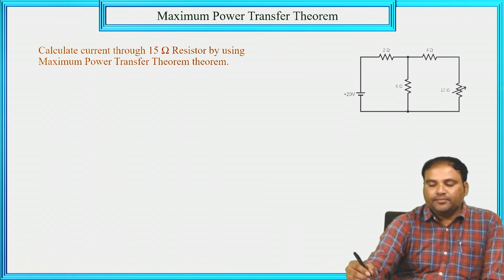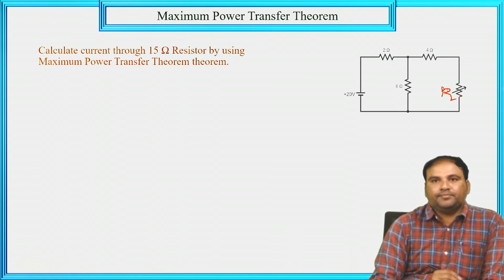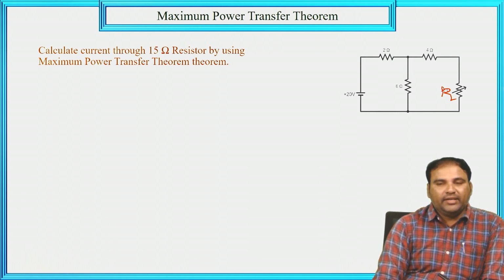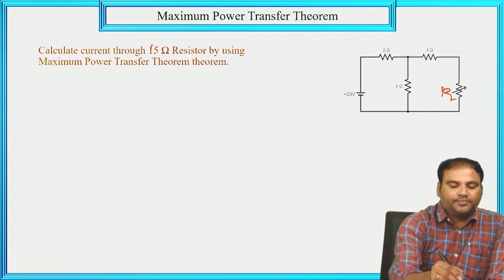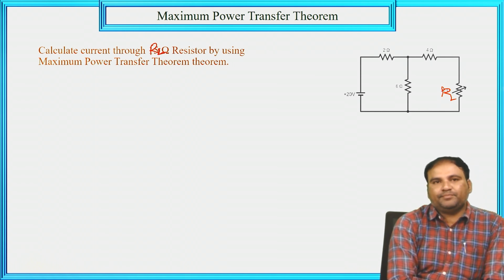So here the load is RL. We have a source voltage of 20 volt voltage source, and the resistors are 2 ohm, 4 ohm, 6 ohm, and the load is RL. They are given the load as RL. Now through this RL we need to calculate the maximum power. How can we calculate the maximum power here?